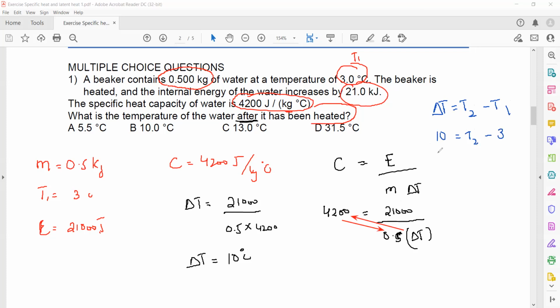If it is minus, on the other side it will be added. So it will be 10 plus 3. So what is T2? 10 plus 3 is equal to 13. So the final temperature of the water when it is there in the beaker, when we supply 21,000 joules, is 13 degrees centigrade. Is this question clear? That is how we work out the final temperature?